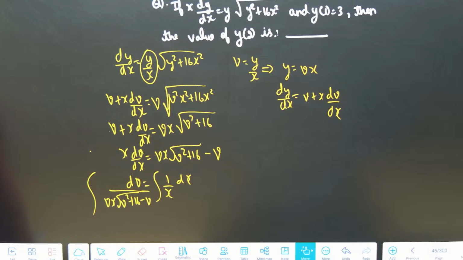So this is also reducible to homogeneous. So still we have not gone to reducible, this is just homogeneous. This is a 2022 question. Let me have a look at the question if there is any error in the question.